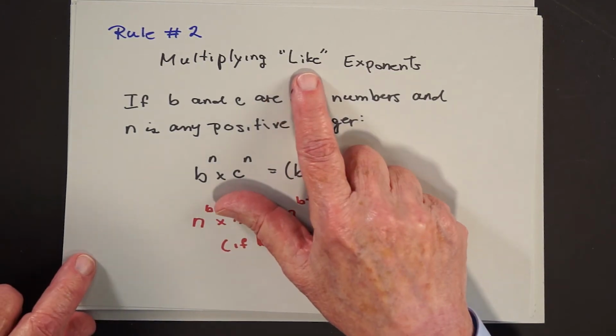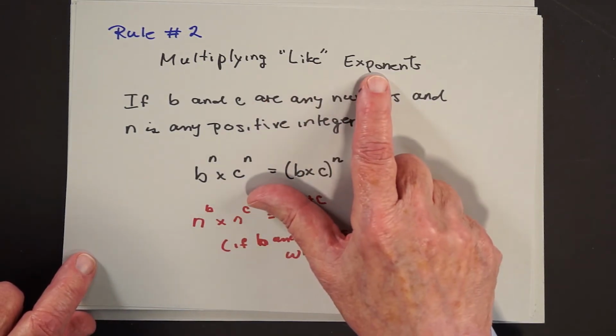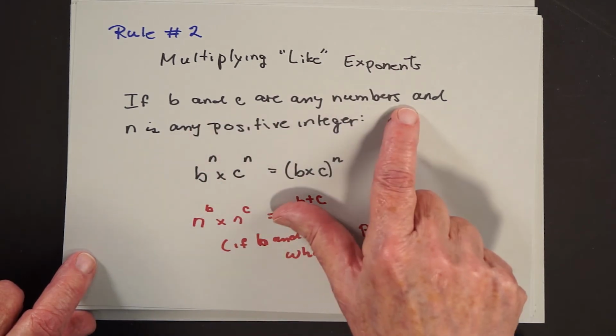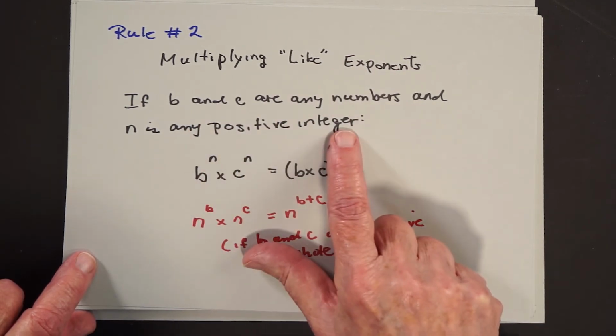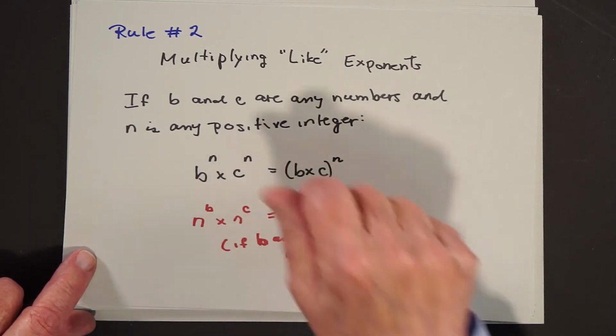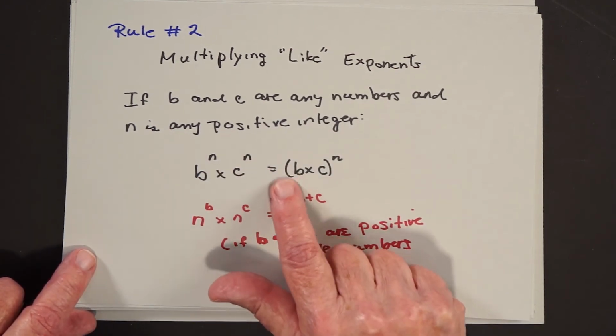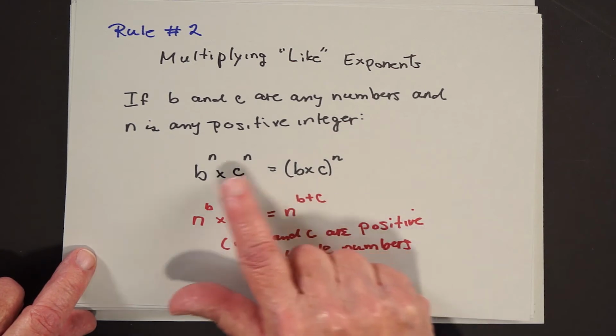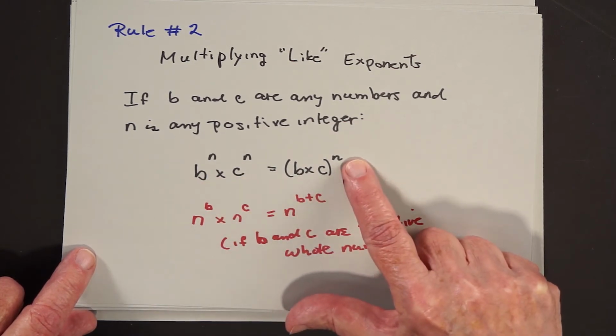Here we're not multiplying like bases, we're multiplying like exponents. If b and c are any numbers, and n is any positive integer, b to the n times c to the n is what? Pretend the n's aren't here. That's b times c, and then raise the whole thing to the nth power.